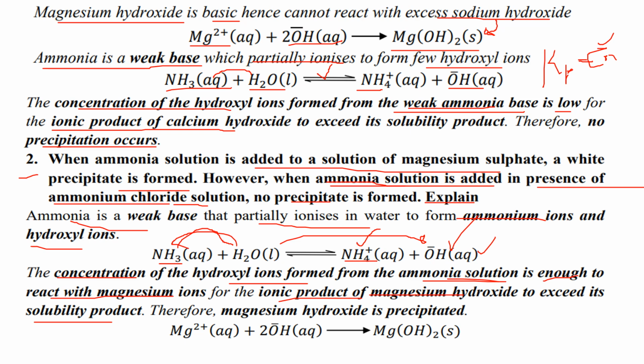So what you have to do is explain in terms of ionic product and solubility product. If precipitation occurs, you explain that the ionic product is going to be greater than the solubility product. If precipitation does not occur, you explain in terms of the ionic product being less than the solubility product. So you're saying that therefore magnesium hydroxide is going to be precipitated. So we write an equation of magnesium reacting with the hydroxide ion to form a precipitate of magnesium hydroxide.